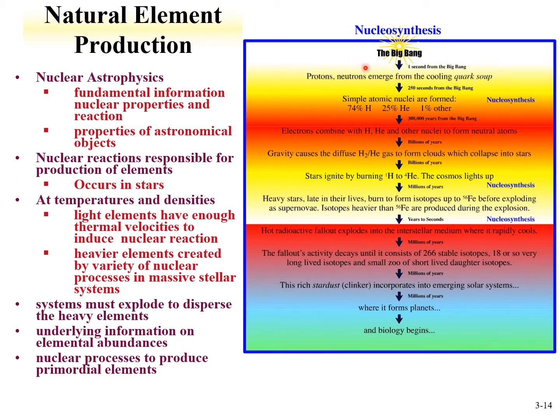We're going to discuss how we go from the Big Bang, where we get neutrons, protons, we make some simple atomic nuclei, make some neutral atoms, gravity comes in, takes clouds of hydrogen, helium, and forms stars. These stars start to burn. They get the energy from the fusion process.